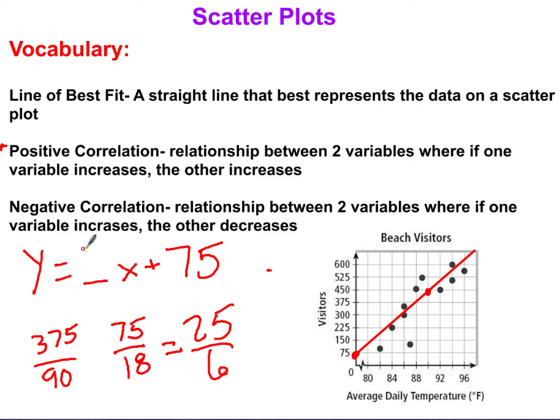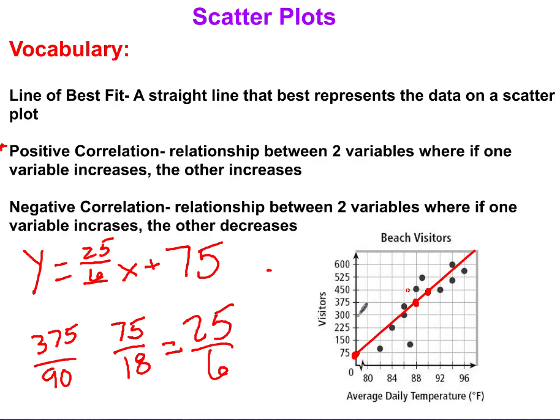And that's my slope. Okay, so this would be my line of best fit. It best represents the data. I can use this to make any prediction. So I would use this line. If I want to predict that the temperature is 88 degrees, how many people would visit? Well, my prediction is 375 people would be at the beach if the temperature was 88 degrees based on this line of best fit. Okay, so that's all we're looking at today.